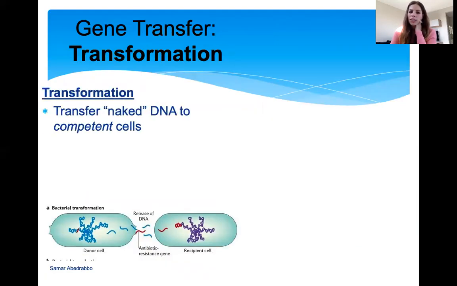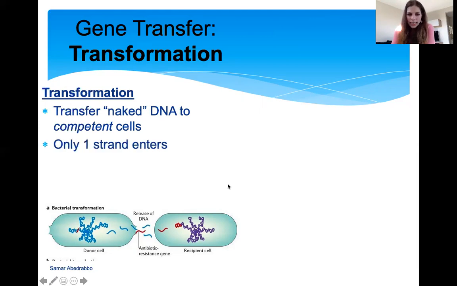So transformation is cells taking up naked DNA. When we say naked DNA, we mean DNA that's just found in the environment. It's not in a cell. So if you were to do this artificially in lab, you have the bacterial cells and you can just pipette on them whatever DNA you want them to take up. And if they do have the ability to do transformation, they will take it up.